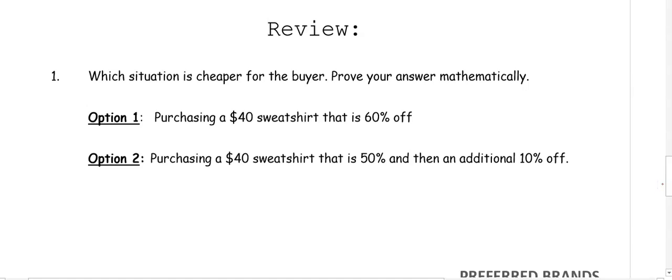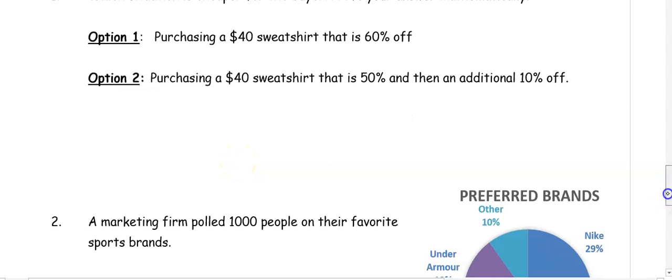So let's review some of our topics that will be on the quiz. In number 1, which situation is cheaper for a buyer? Provide your answer mathematically. So option 1 is buying a sweater that's 60% off or buying a sweater that is 50% off and then an additional 10.